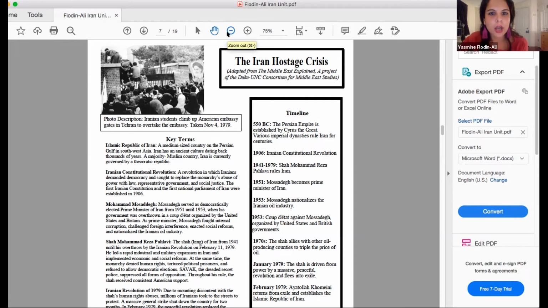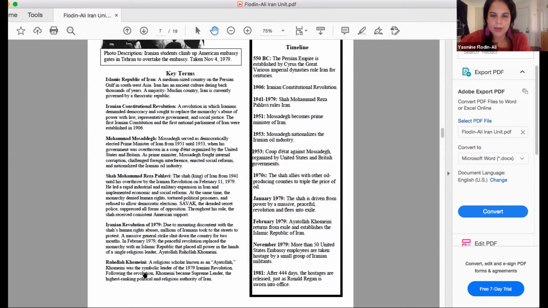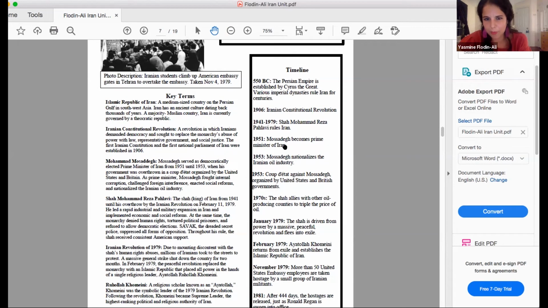So we've got here some key terms that are good to know. One, defining what Iran is, where it is, the Iranian Constitutional Revolution, Mohammad Mossadegh, Shah Mohammad Reza Pahlavi, the revolution, and then Khomeini. And we've got a timeline here which I think is really helpful.